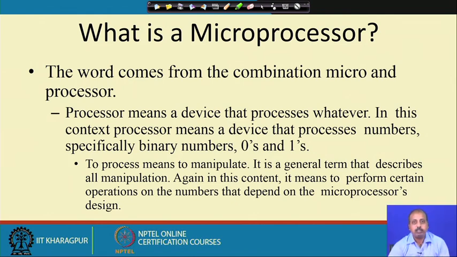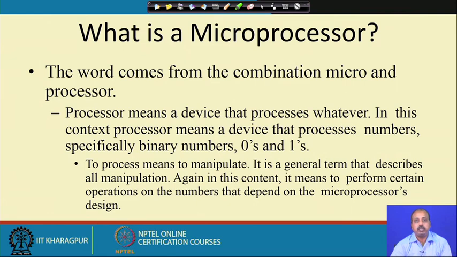Processor, we know that it is a device that processes whatever data is given, it will do some processing on that. So, processor is a device that processes numbers, specifically binary numbers. When we are talking about electronic circuits, it is processing of binary numbers, zeros and ones. Processing means to manipulate the numbers. Whenever a device is doing those manipulations, that is a processor. As electronics engineers, we will be talking in terms of electronic circuitry, so we will be talking about the electronic component which does this processing. They will be called processors.